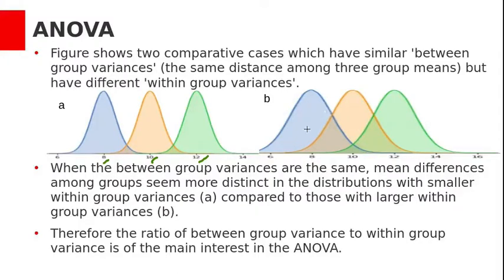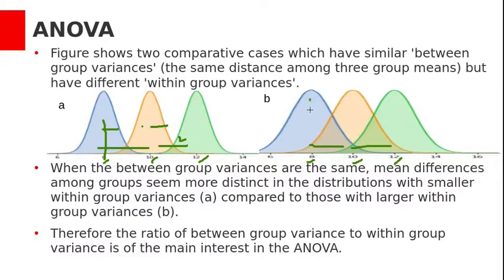In this diagram B we have again three groups with means 8, 10 and 12. See here, the distance between these group means, from 8 to 10 and 10 to 12, is 2. Here also there is the same distance among these three group means, but the within group variance for these three groups is smaller. Here variance is very small.